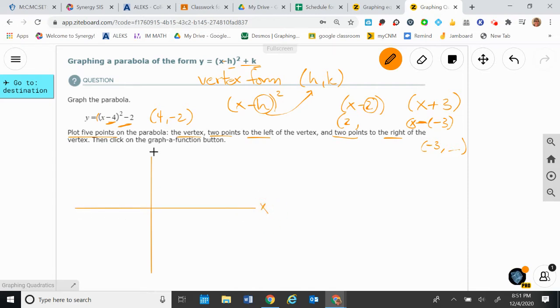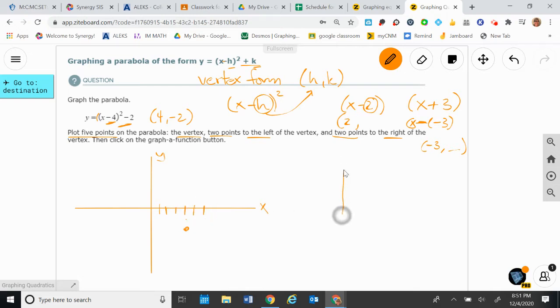Okay, so here's your X, here's your Y. The first thing you want to do is graph the vertex. So we're going to graph it at 4, -2. So mark that point, okay? Then it wants 2 points, 2 to the left and 2 to the right.